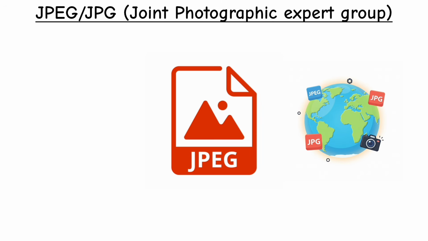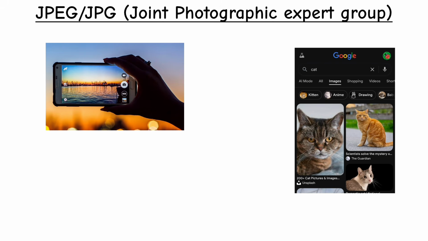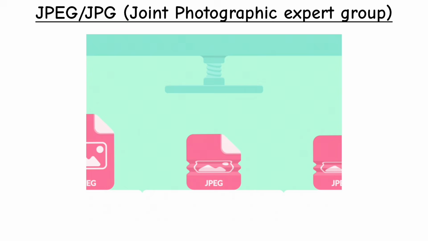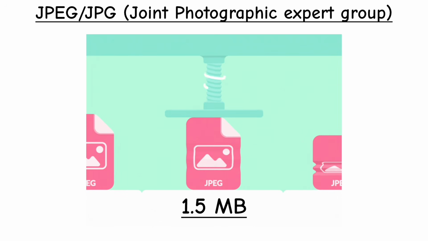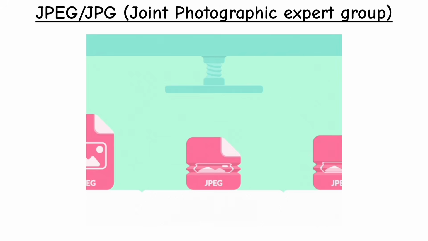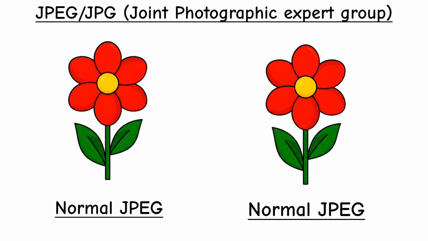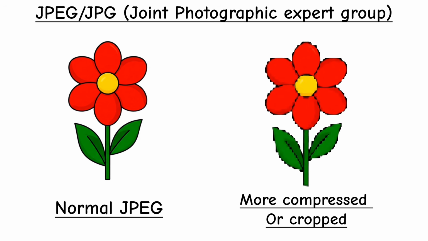Now, let's start with JPEG. JPEG, or JPG. This is probably the most common image format in the world. If you've ever saved a photo from a camera or the web, chances are it's a JPEG. It was created in 1992 by the Joint Photographic Experts Group, and it's designed for compressing full-color photos down to smaller file sizes. Usually, your eyes can't detect the difference, but if you compress too much, you will see artifacts like blurry edges or blocky patches.